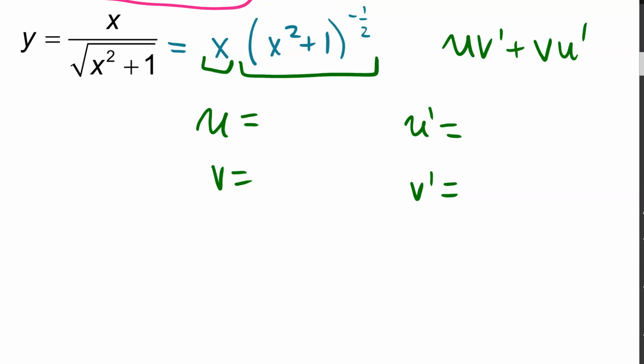So u I'm just going to have equal to my x. Of course, I'm just following the product rule. v is just going to be my x squared plus 1 to the negative 1/2. Okay, derivative of u. What is the derivative of x? 1. Perfect. That should be an easy question for you.